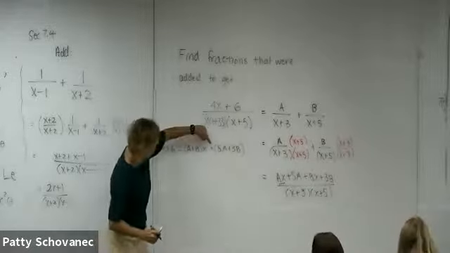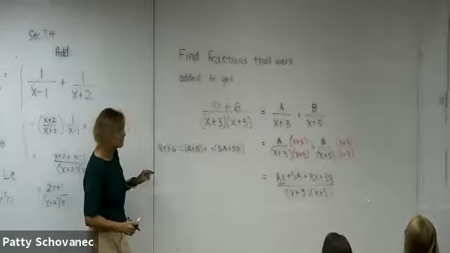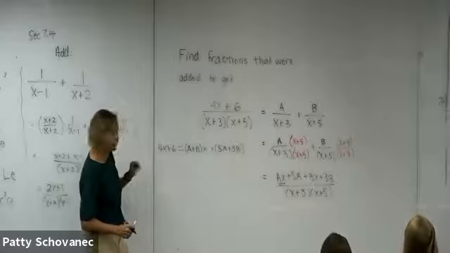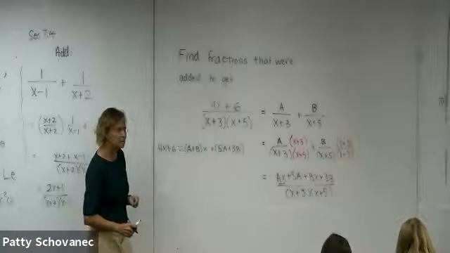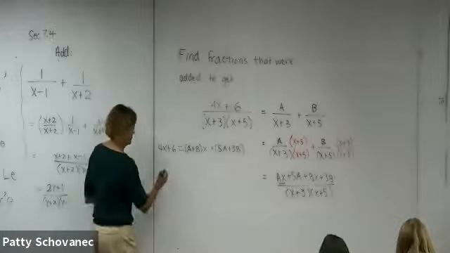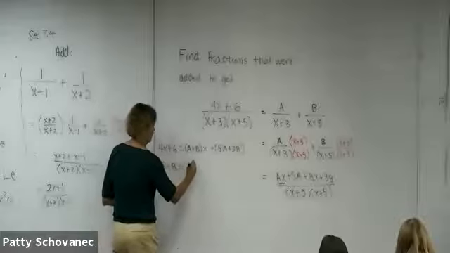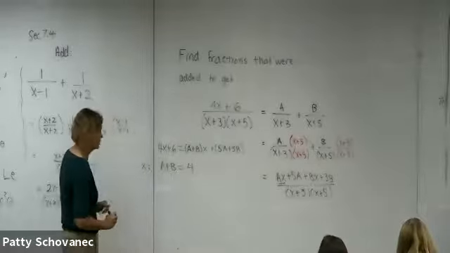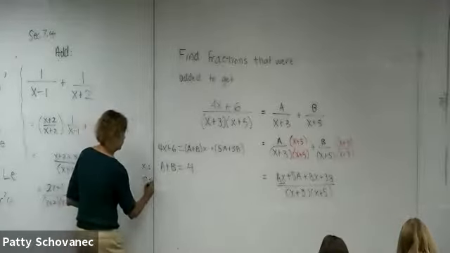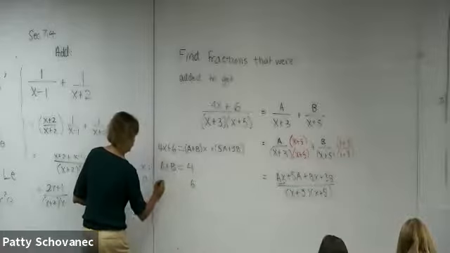So something times x plus something has to be something times x plus something. That means the a plus b has to add to 4, and the 5a plus 3b has to add to 6. So a plus b has to be 4 because the x coefficients have to match. And then the constant terms have to match. 6 over here has to be the 5a plus 3b there.